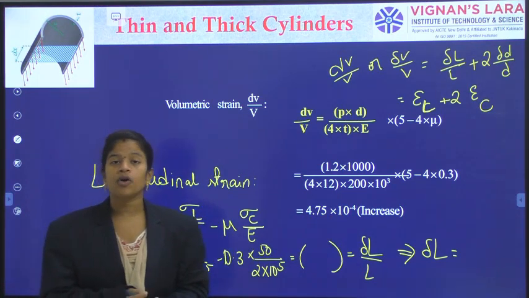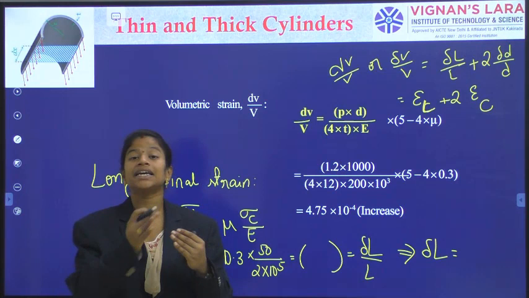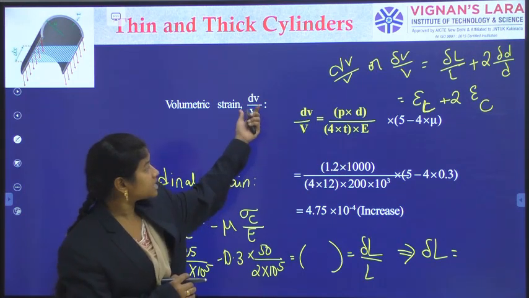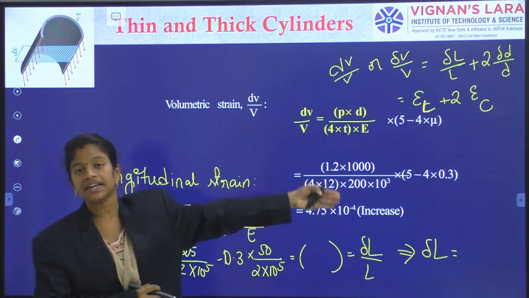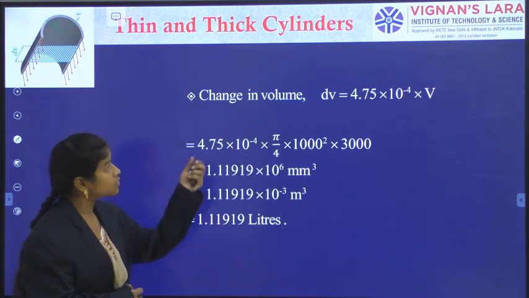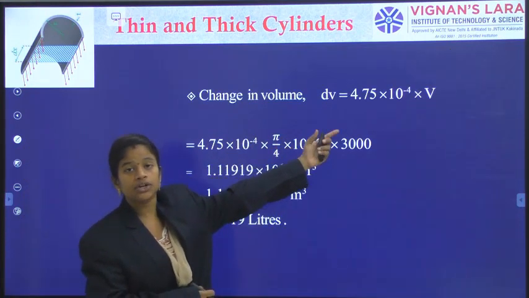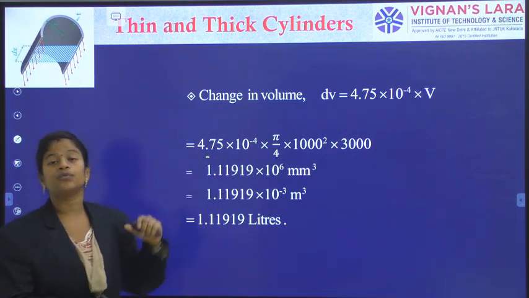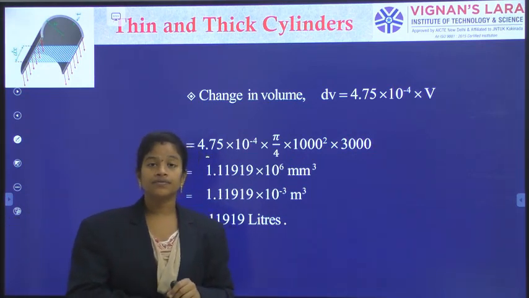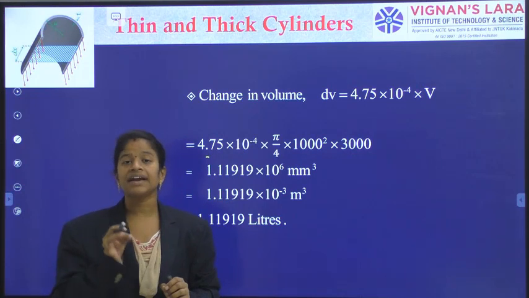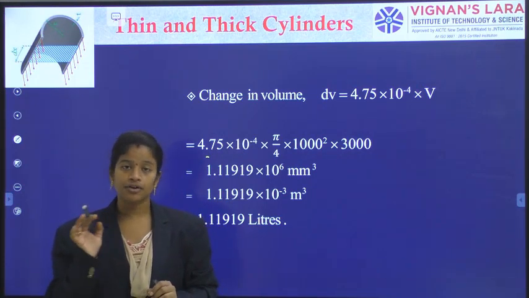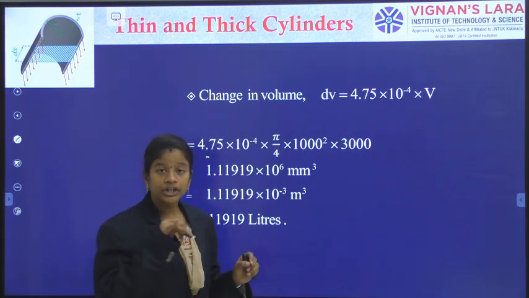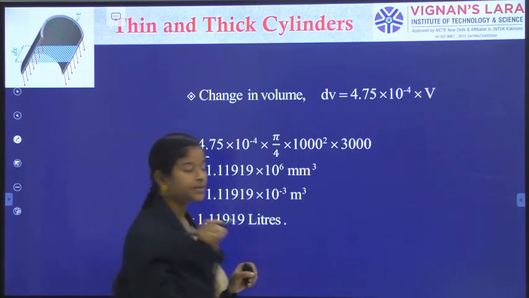But in the problem, what they have asked is the change in the volume. This is the volumetric strain, so after multiplying it with the original volume, I can get it. The change in volume dV is equal to strain into original volume. The volume of the cylinder is pi d square by 4 into the length of the cylinder.